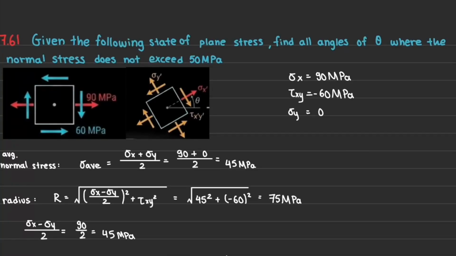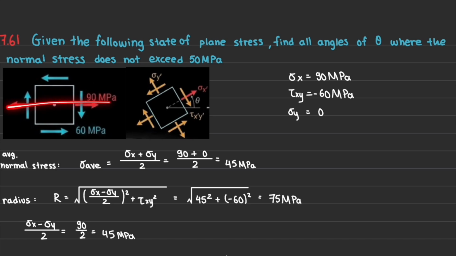Hey everyone, today we're solving a classic stress transformation problem, 7.61. We're given a specific state of stress and our goal is to find the range of angles theta where the transformed normal stress stays equal to or less than 50 megapascals.